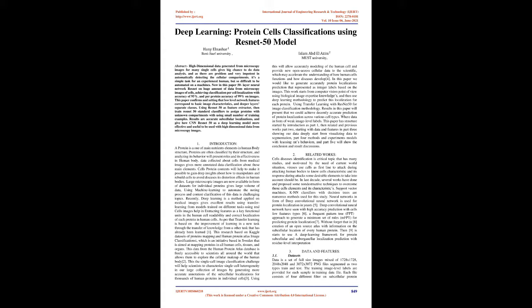Neural networks in the form of deep convolutional neural networks are used for protein localization in yeasts. Deep convolutional neural networks have been seen with high accuracy prediction with few cell feature types.